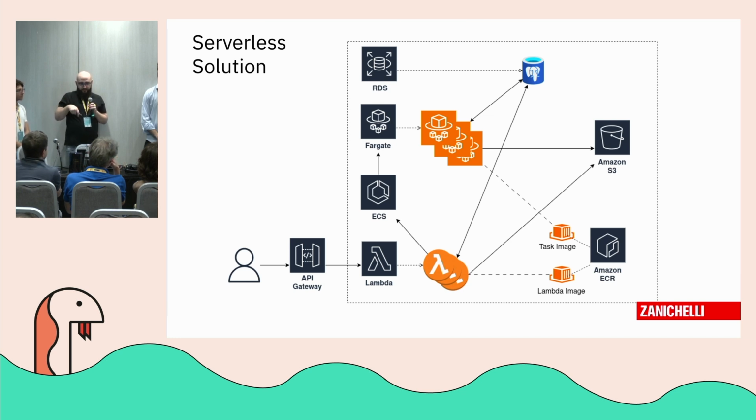When needed, the API can instantiate a task on Fargate by calling the ECS service. And both the task and the API can access the same database and the same permanent storage. So they still share the code base, they just run differently.